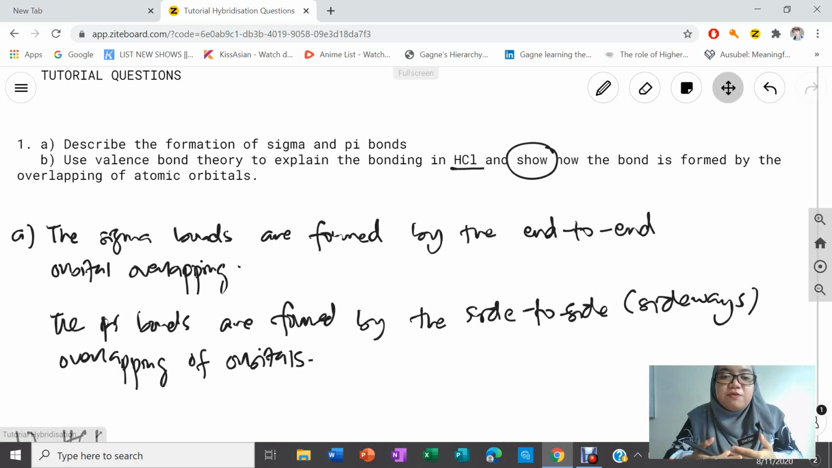So how is the pi bond formed? Pi bonds are formed by the side-to-side overlapping of orbitals, or sideways overlapping of orbitals.